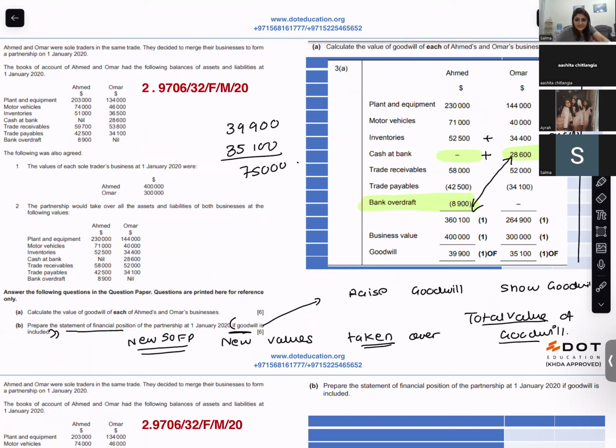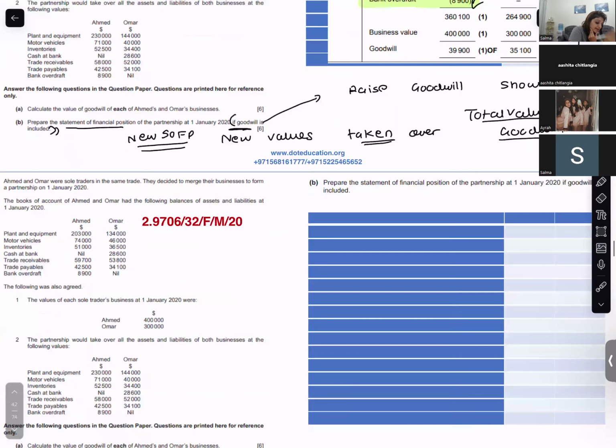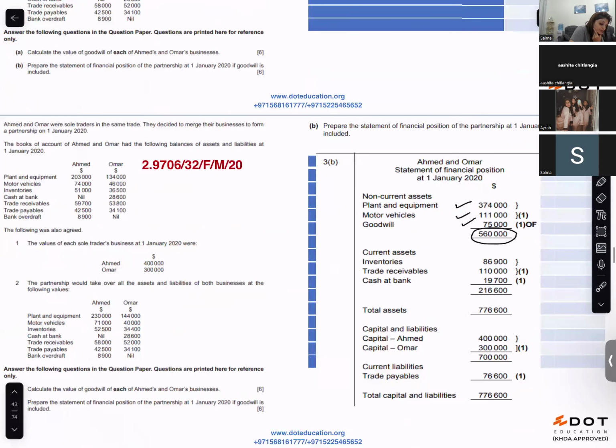How about the trade receivables? Trade receivables is 110,000. So non-current assets plus current assets. Your current assets will include your inventories, trade receivables, and cash at bank. So this will give you your total assets. Are you with me?